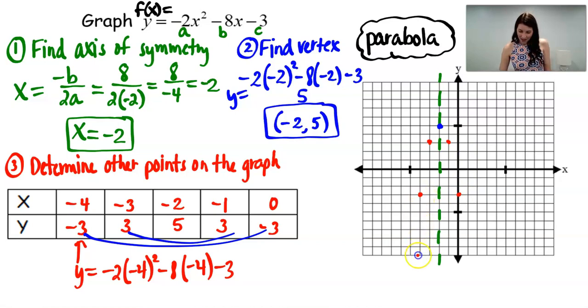Let's go ahead and finish connecting these points to make a U-shaped graph, which is called a parabola. And this parabola happens to open down, and so the vertex is at the very top, which would make the vertex a maximum. I hope you found this video useful in graphing a quadratic function by hand.